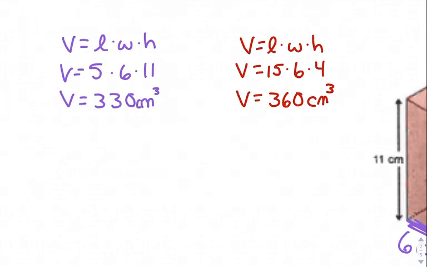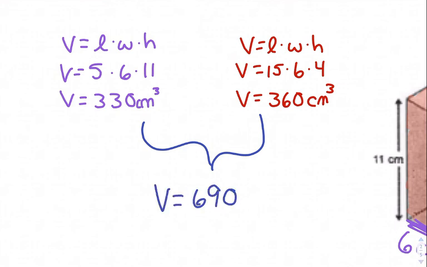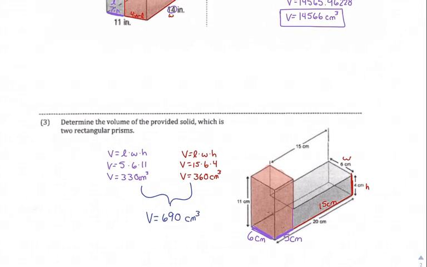So now what I do is I add these two volumes together, and my volume of this whole shape is 690 centimeters cubed. So you have to know your volume of different objects, and then you have to remember to add them together at the end. The rest of this is your homework, and then you can submit.